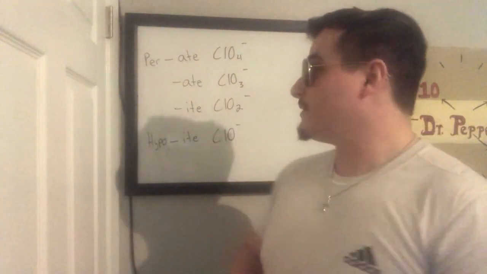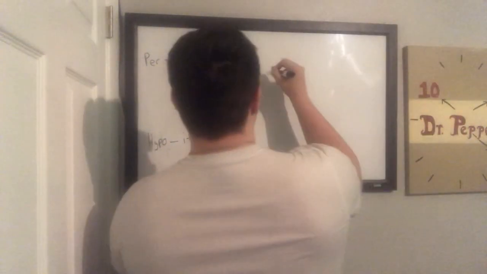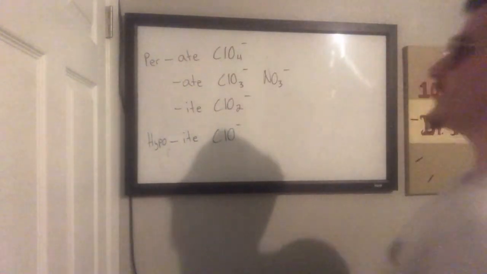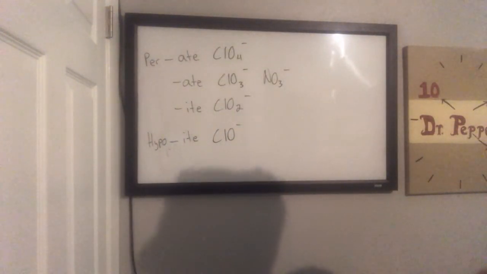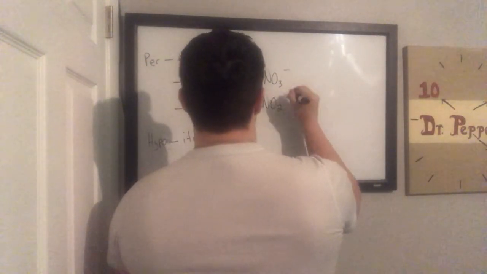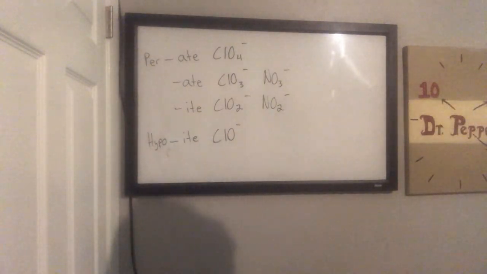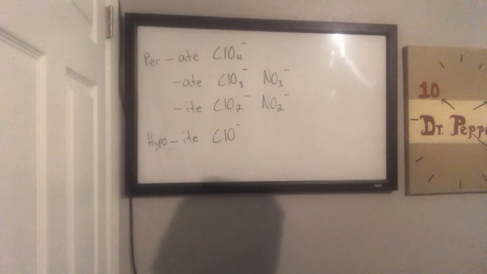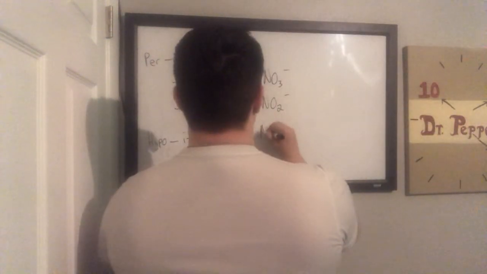So let's take one of the more common ones. For example, nitrate is NO3 with a charge of -1. And another very common one is nitrite, which is NO2 with a charge of -1. However, hyponitrite and pernitrate are not very common. Therefore, we can still extract them.